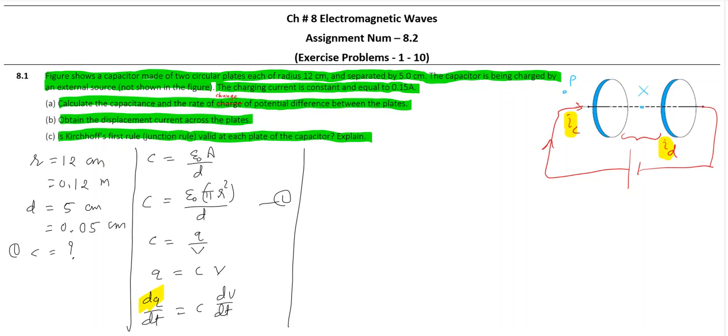So what is this dQ by dt? You may say it is IC, you may say it is ID. So if I am asked to find dV by dt, what I can do is express it as I by C. So that is the second quantity, the rate of change in potential. And ID is IC. That is the third one.